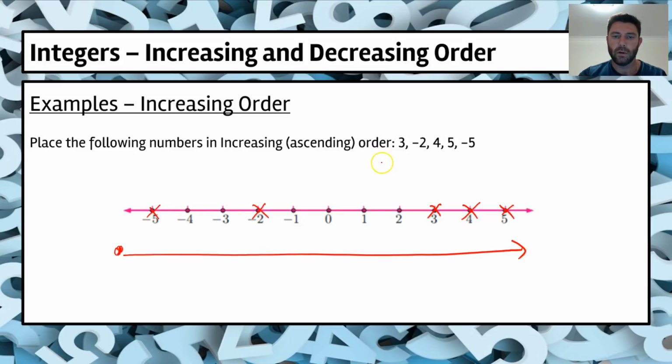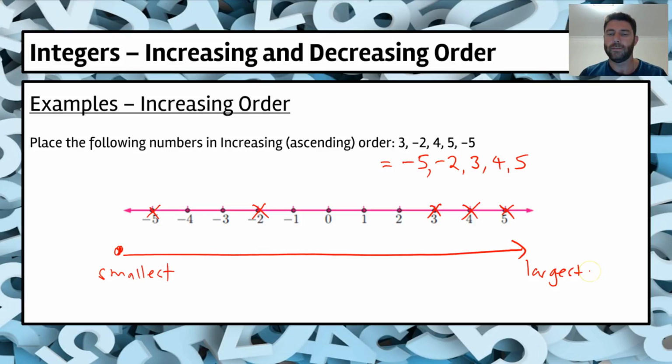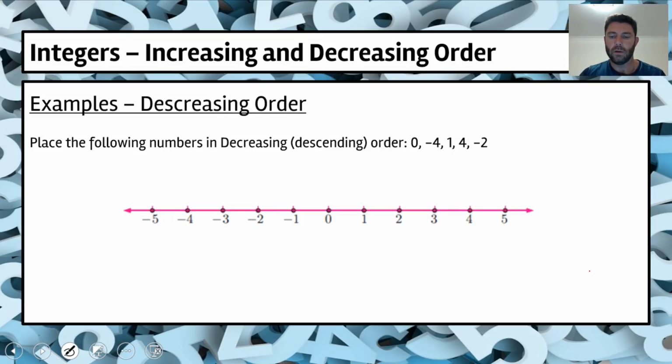So now if we were to put them in order, we'll start with the numbers going from left to right. So that equals -5, -2, 3, 4, and 5. So they start from lowest to highest. So these are smallest to largest. Right, so then when we go the opposite way, we're going to start to go descending order.